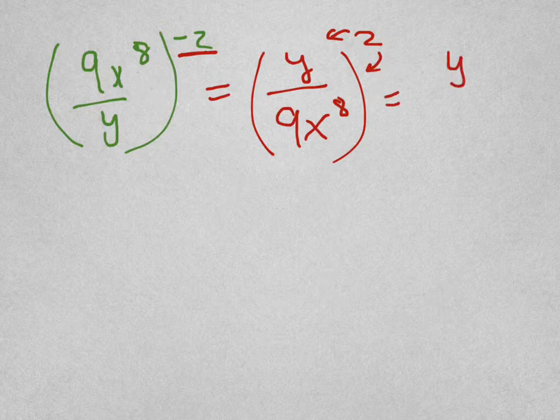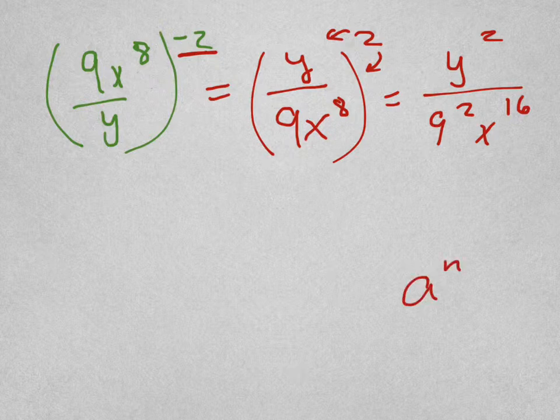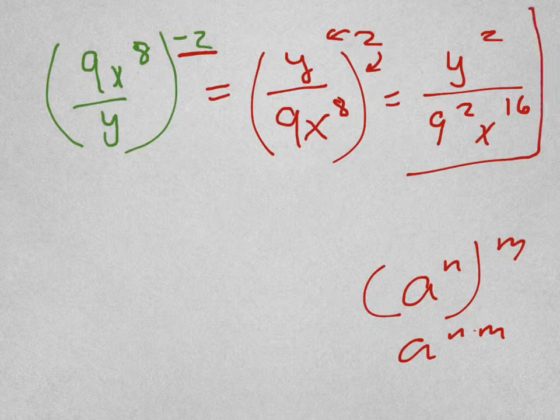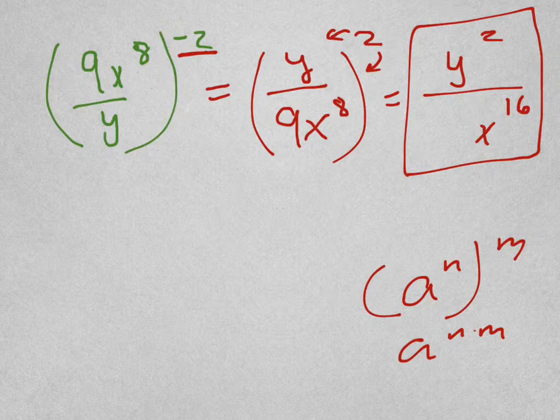So this equals y squared all over 9 squared and x to the what? 16. Because you multiply. Remember the rule, when you're raising a power to a power, you multiply the powers together. So there's your answer. And you could turn that into 81 right there if you want to simplify it further. Let's try another one.